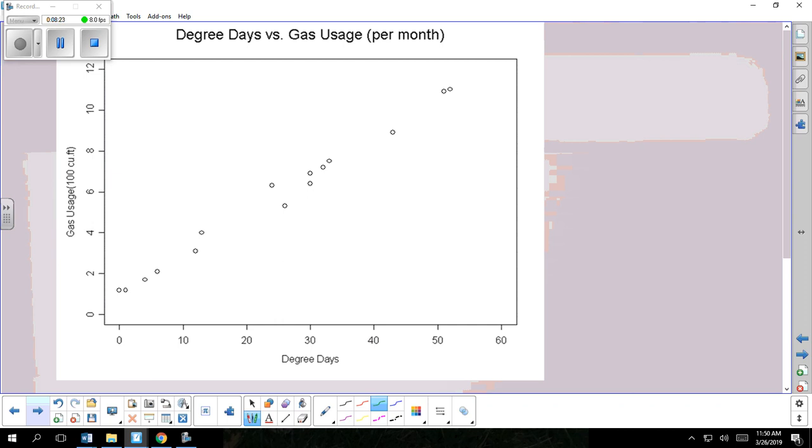So every degree day below 65, the more gas is used. For every degree it's below that mark, we'd expect more gas to be used. If it's exactly 65, some people can be running their heaters, but not as much. Okay? So describe the form, direction, and strength of this relationship. Positive. What's the direction? Positive. You're right. Strength: strong and linear. We're going to call this linear.